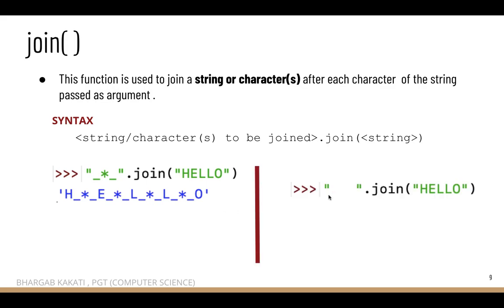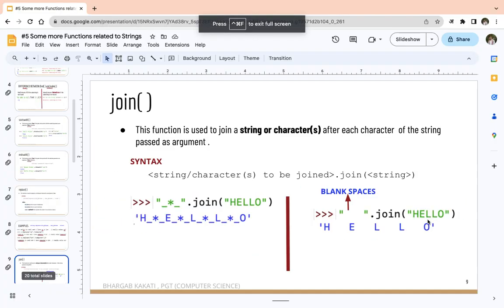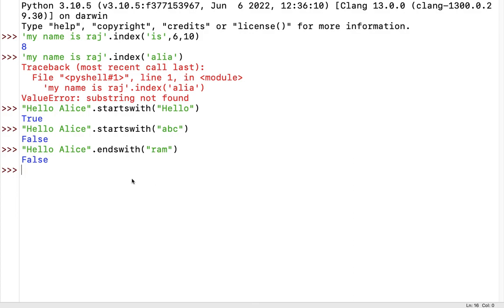Let's take another example. Here I put a few blank spaces, dot join hello. So what will happen? So these are blank spaces. After each character of this particular string, these blank spaces will appear here. This is how the join function works. Let's try to understand with the help of an example. You can try the join function by yourself.